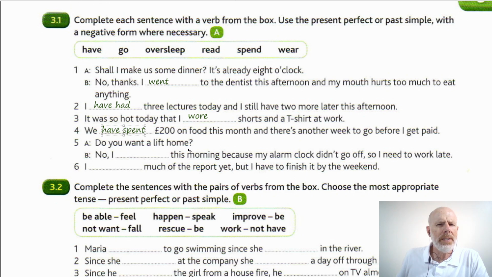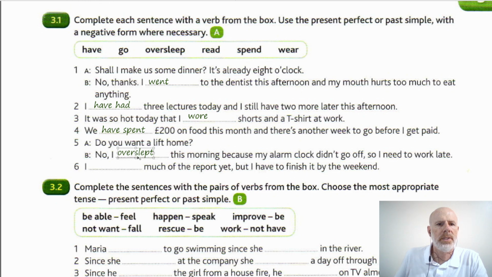Number 5, do you want a lift home? A hitchhike? No, this morning, because my alarm clock didn't go off, so I need to work late. So I overlapped, or I have overslept. What do you think? I overslept because it's something in the past. You are awake now. So I overslept this morning because my alarm clock didn't go off.